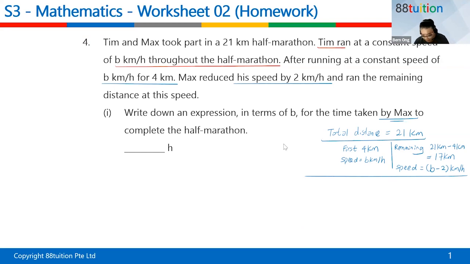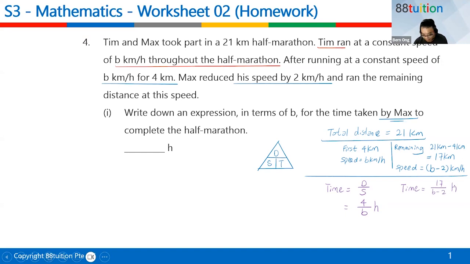Remember the DST triangle? Distance, speed, time. The question is looking for time. Time is equal to distance over speed. The first part: distance is 4 kilometers, the speed is b, which gives you hours. The second portion: time is distance over speed, distance is 17 over the speed b minus 2. This part will also be in hours.